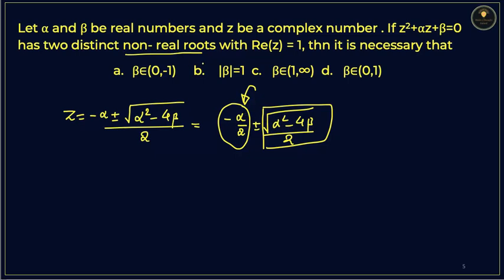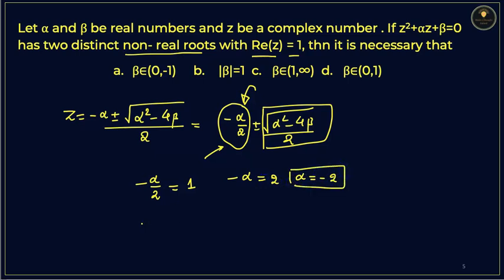But here in this question the real part of z is given as 1, which means that this value will turn out to be equal to 1. So you will write minus alpha by 2 is equal to 1. And here you will write minus alpha is equal to 2, and you will get the value of alpha equal to minus 2.